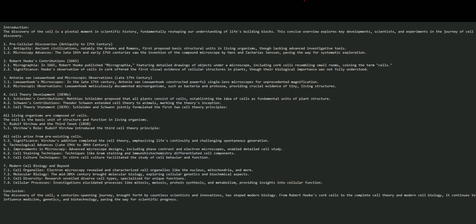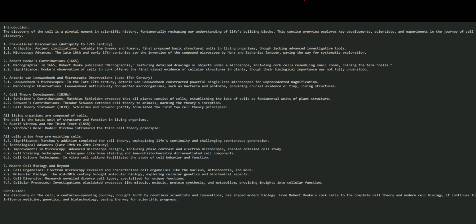Microscopy advances. The development of early microscopes in the late 16th and early 17th centuries paved the way for more systematic exploration. Hans Janssen and Zacharias Janssen are credited with inventing the compound microscope around 1595. Second, the contributions of Robert Hooke, 1665.